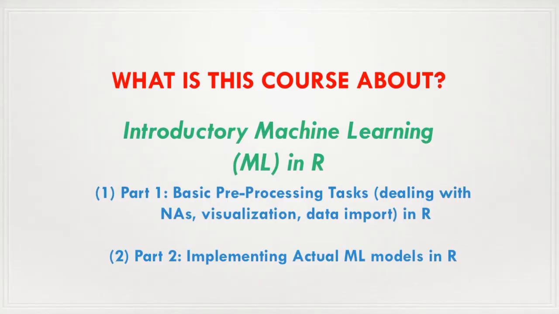So, what is this course about? To put it simply, this course is about introductory machine learning, henceforth to be referred to as ML in R, and essentially there are two parts to this course. In part 1, we will focus on basic pre-processing tasks, and these are the kind of things you need to do, things like dealing with missing data, visualization, importing data in R even before you start with any kind of machine learning. And in part 2, we will focus on implementing actual machine learning models in R.